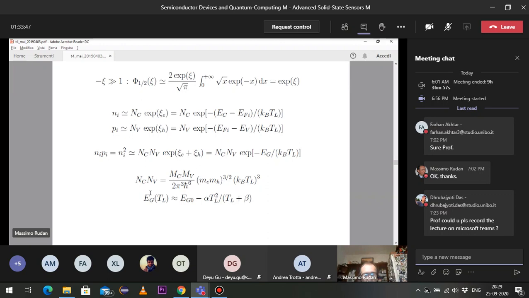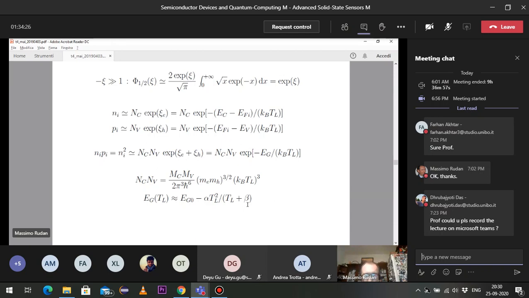So we can express the dependence of the gap on temperature as a constant minus a parameter that we call alpha times the square of temperature divided by temperature again plus another parameter beta. And these three numbers, these three parameters, EG0, alpha, and beta, depend on the semiconductor. Alpha and beta are positive.